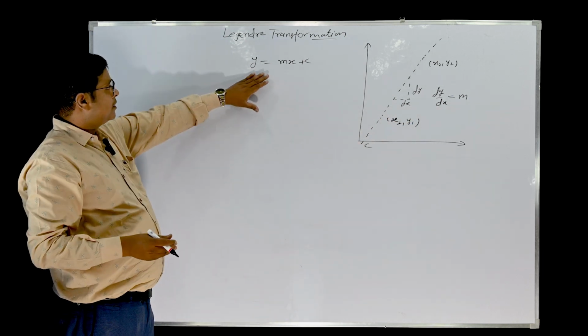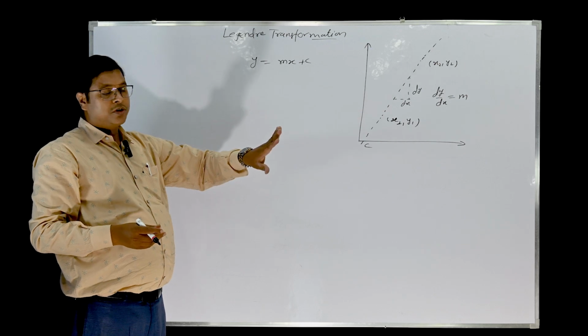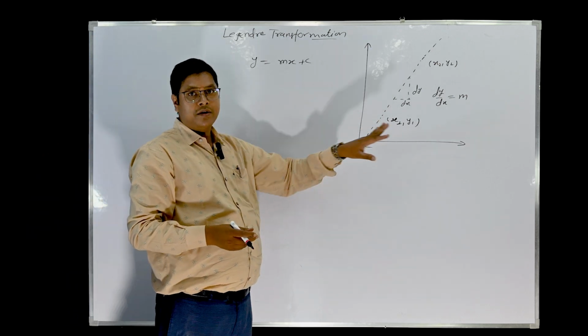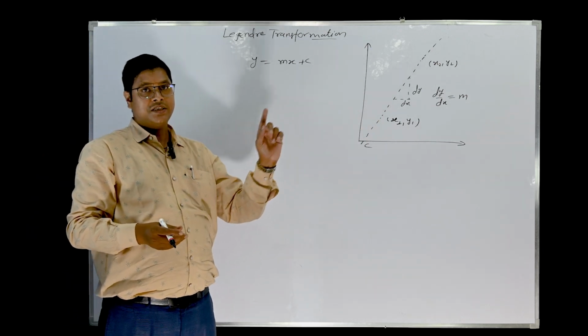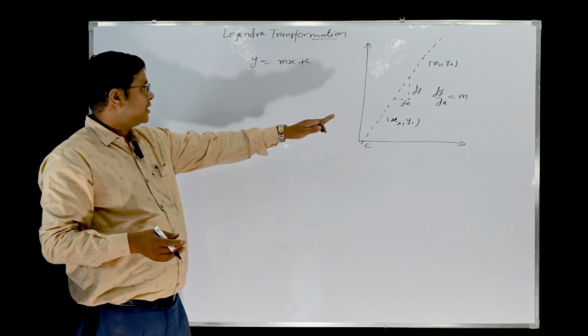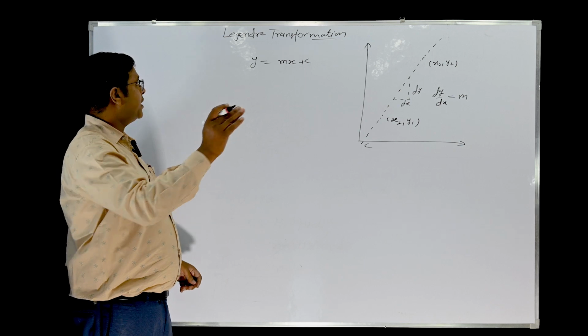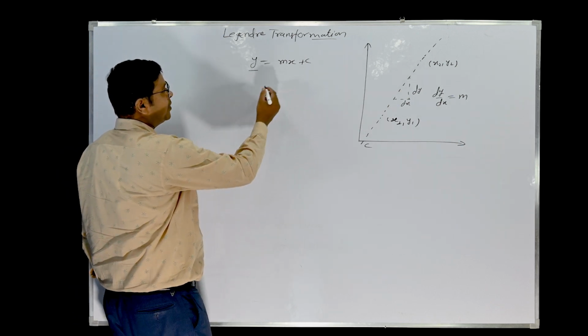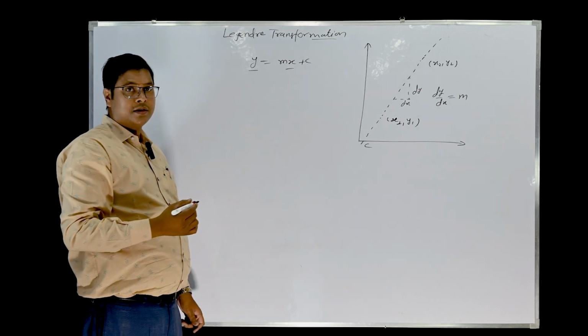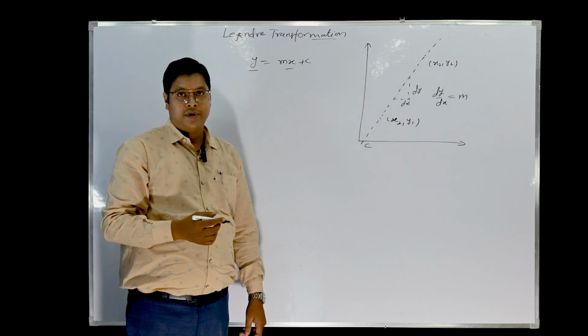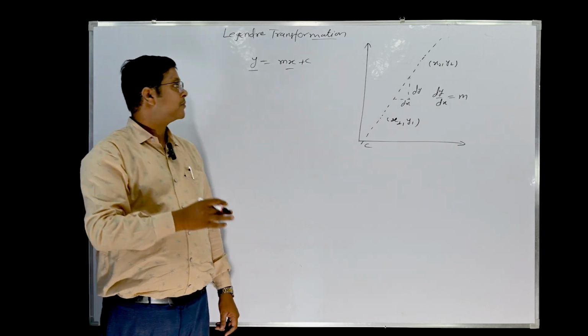So here I am not losing any information because I am representing the same thing. Only the way of representation is changed. And this equation of the line is given by y is equal to mx plus c, where y is the dependent variable and x is the independent variable, and m and c are constants.